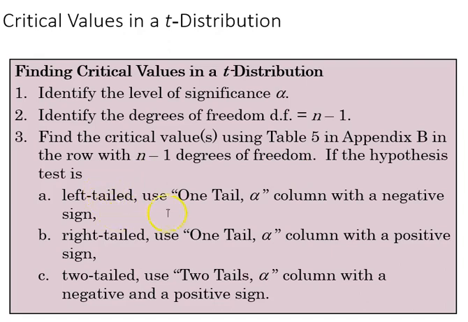If the hypothesis test is left-tailed, we use the one-tail alpha column with a negative sign. If it's right-tailed, it's the one-tail alpha column with a positive sign. If it's two-tailed, we use the two-tail alpha column with negative and positive signs.